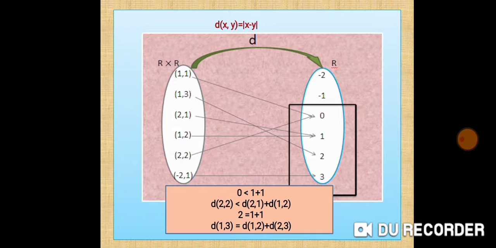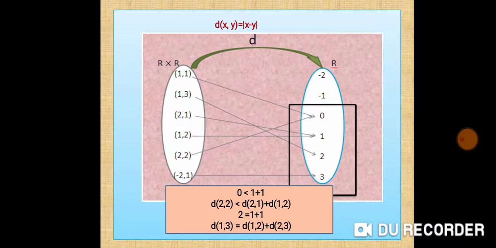Third one, the distance from x to y is the same as the distance from y to x. Consider (1, 2). (1, 2) maps to 1 and (2, 1) maps to 1. Therefore, d of (1, 2) equal to d of (2, 1). Therefore, d of (x, y) equal to d of (y, x) for all x, y belongs to R. Therefore, the third condition is satisfied.